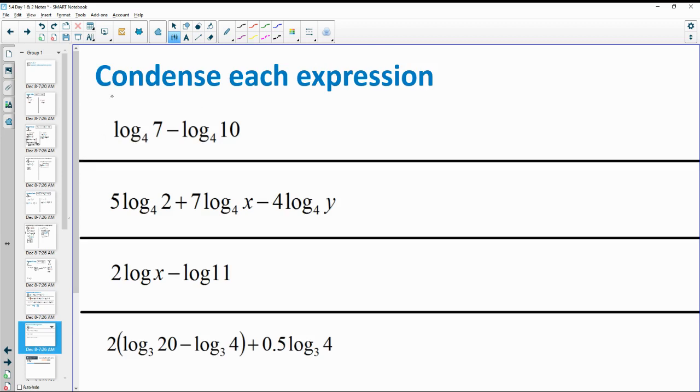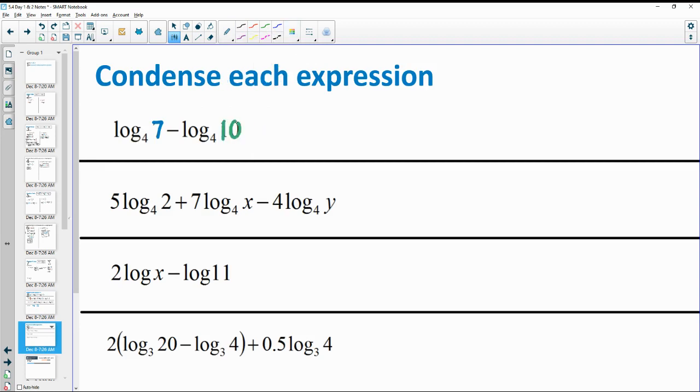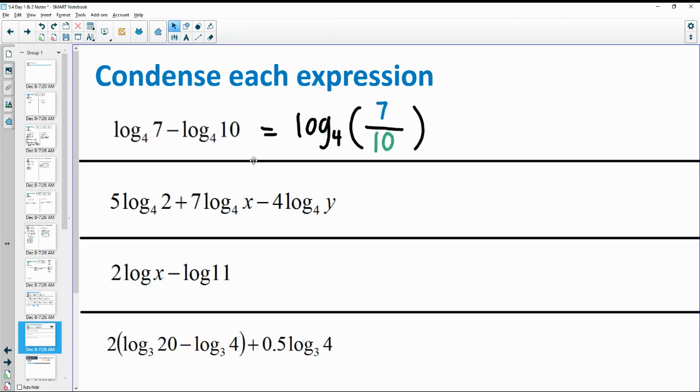Then let's use our rules backwards and condense them. So now we're just going to be taking these insides and deciding what we need to do with them. So we're going to condense them back to one logarithm. In this case, we are subtracting. So these are going to go back into one logarithm, and it's going to be division. So it's going to be the first one on top and then the second one on bottom. So log base 4 of 7/10.